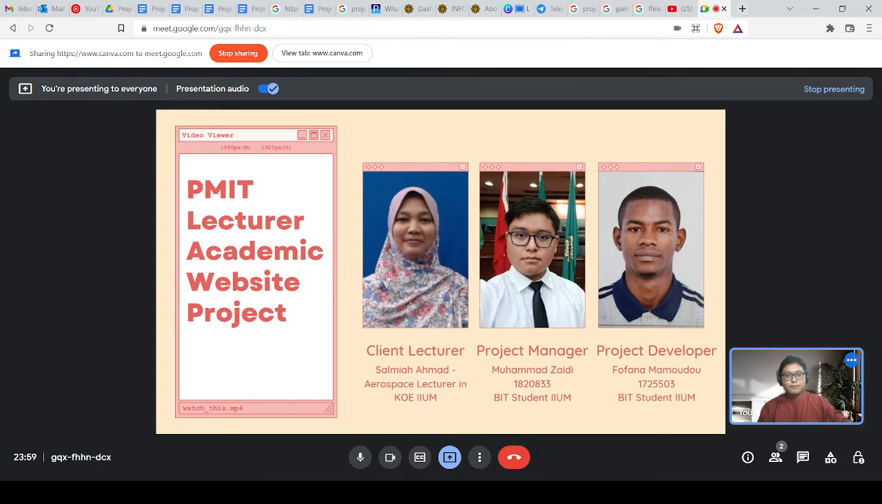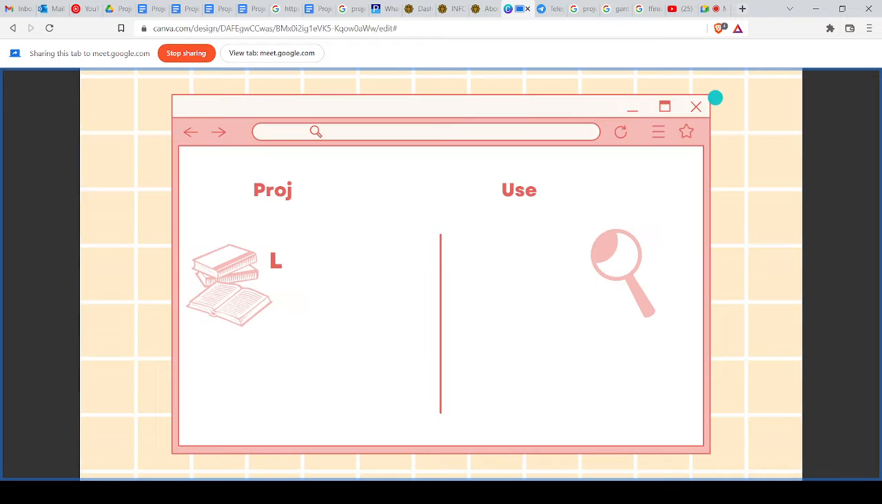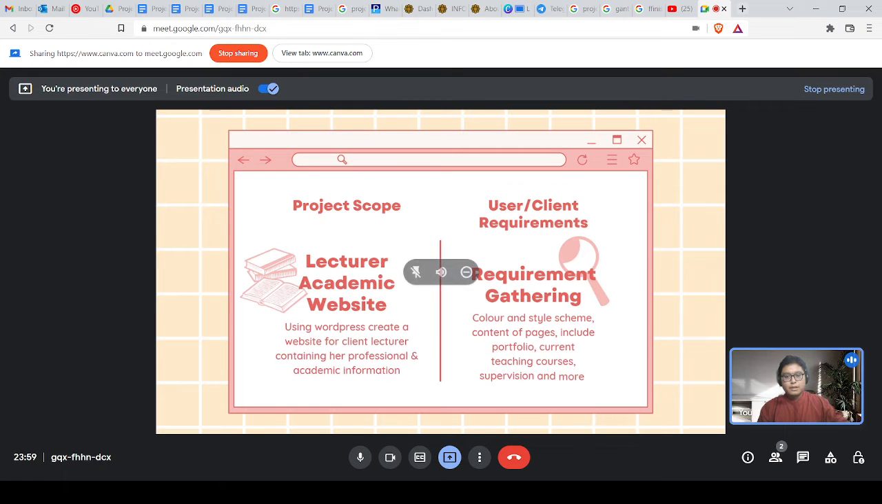For the next slide, we have the project scope and the user client requirements. So for the project scope, the summary is that we are making a lecture academy website, and the lecture academy website must use WordPress technology to create a website for our client lecturer containing her professional and academic information. So the WordPress will be hosted on IIUM infrastructure, web hosting from ITD.